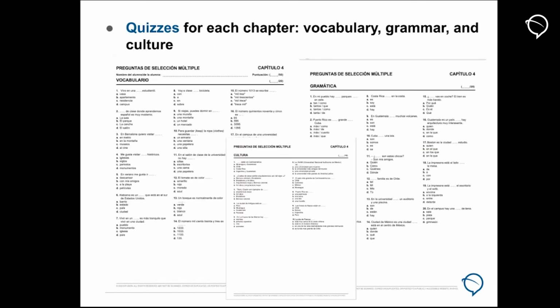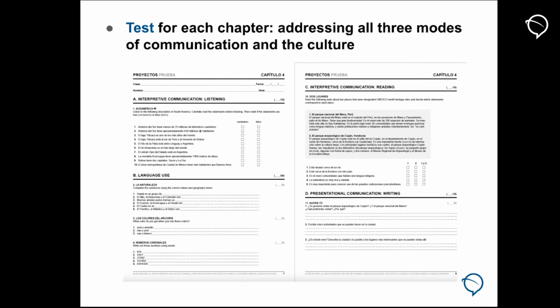Beyond the project-based learning, this program offers a detailed assessment program. For each chapter, there are quizzes provided to assess the vocabulary, grammar, and culture covered. Each chapter also has a test which addresses all three modes of communication and culture. All of these assessments are downloadable and editable to customize for your classroom's needs.